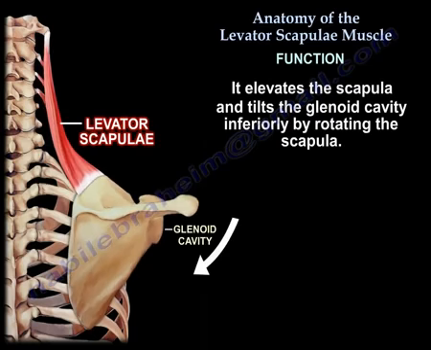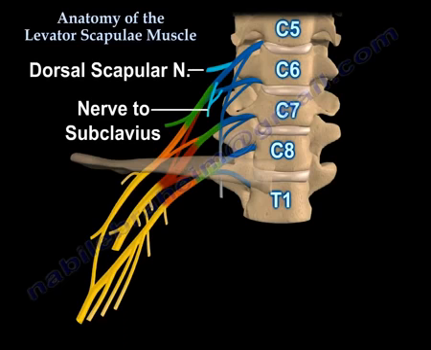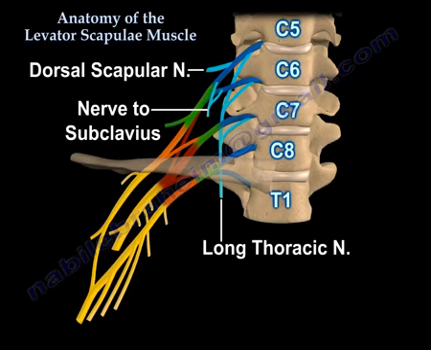You want to see that arrangement of the dorsal scapular nerve as it comes from C5. C5, C6 will give the subclavius. C5, C6, C7 will have the long thoracic nerve and will give the serratus anterior. That's very important for exams.